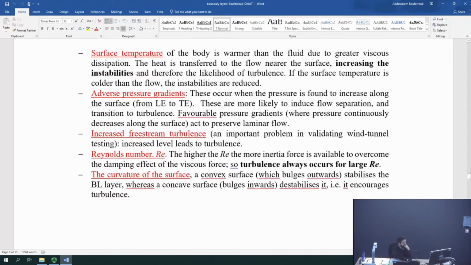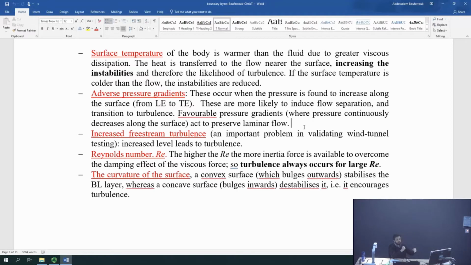Okay, one of the things is what we call adverse pressure gradients. If you ever read some books, you might come across adverse pressure gradients. Basically, here is how you think about it. Think of yourself as a small particle going from leading edge to the trailing edge, measuring the pressure as you go along the surface.